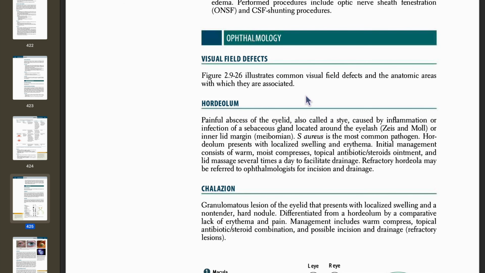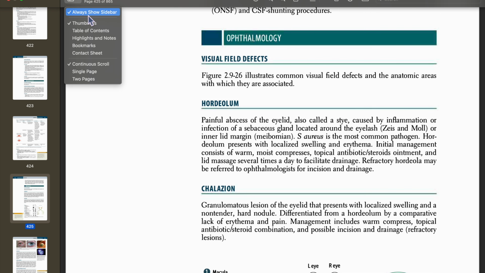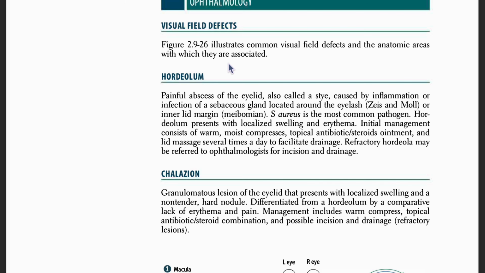All right, so we're reading ophthalmology and hopefully we'll have enough time to go through ENT as well. All right, so ophthalm. This figure illustrates common visual defects and the anatomic areas with which they are associated.